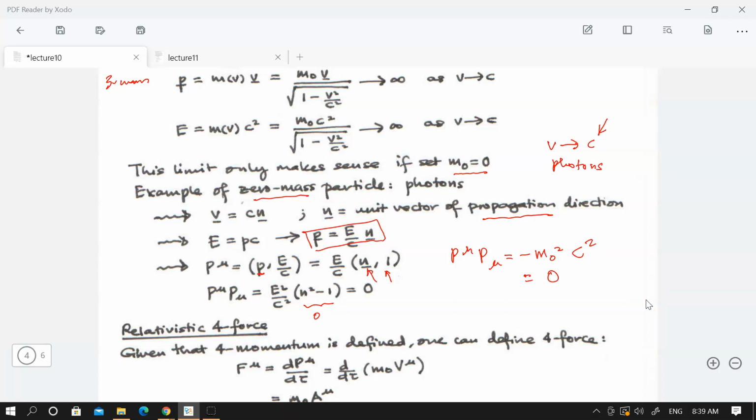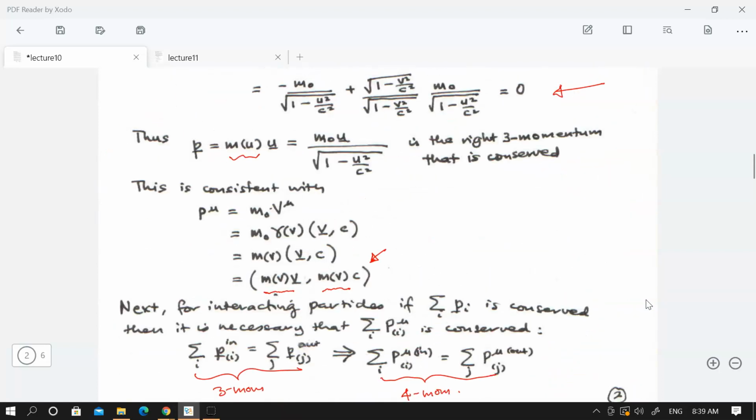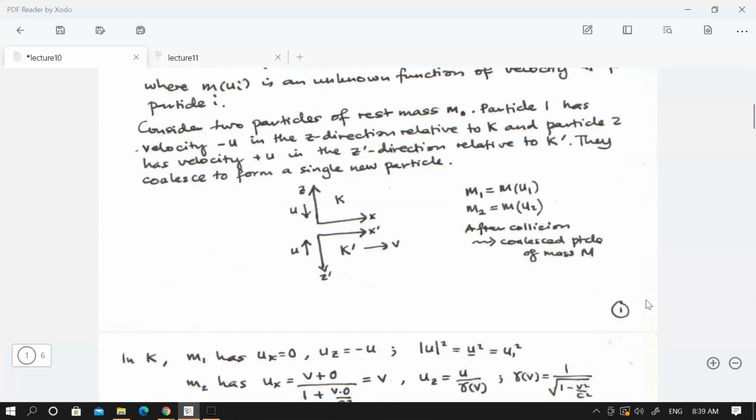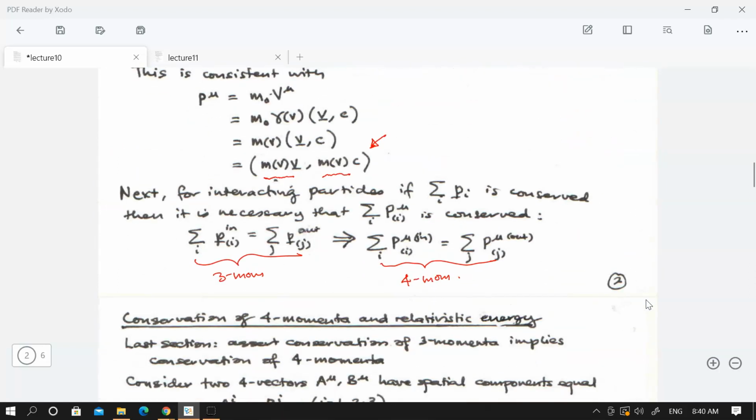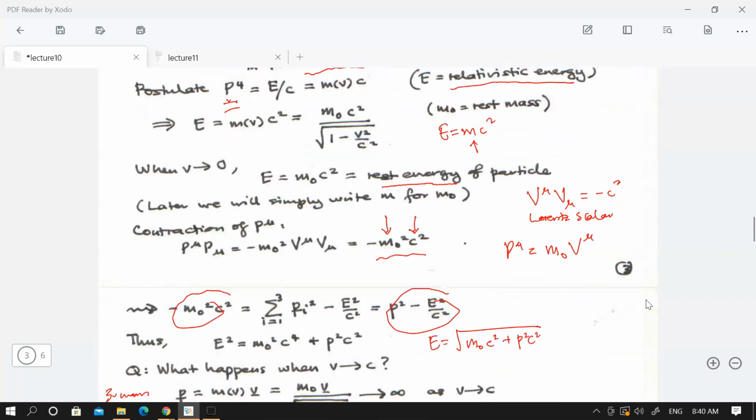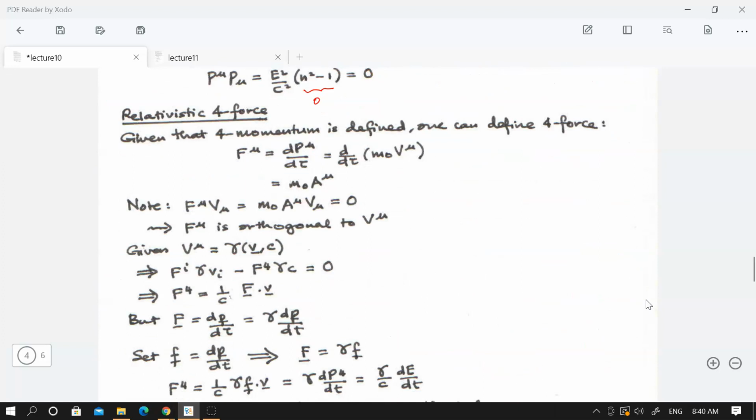So as I've mentioned earlier, this is a topic on relativistic dynamics. Once you have done four momenta and also your energy in some sense, then one should be finding some kind of analog of your equation of motion in Newtonian mechanics.